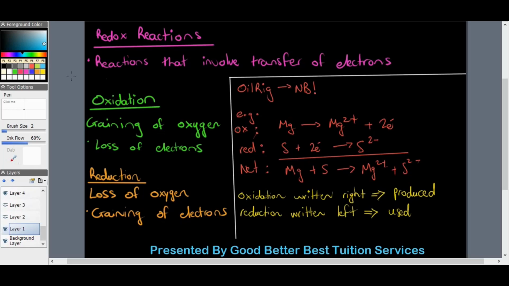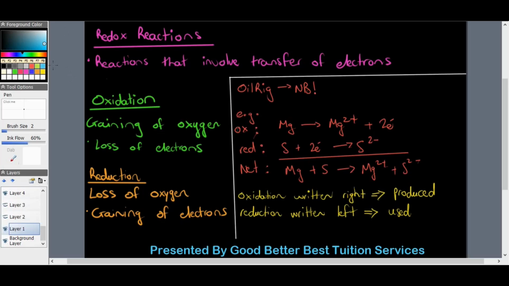Two types of reactions make up redox reactions. The first one is oxidation and the next one is reduction, hence the word redox. A longer term for that would be oxidation-reduction, but oxidation and reduction combined is just redox.